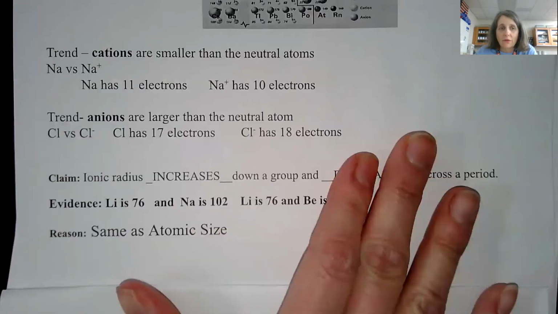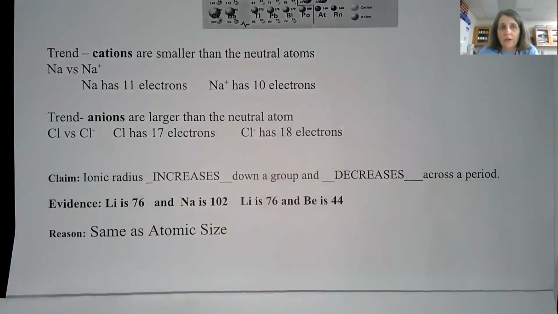So there's no need to memorize anything different. The only additional information you're going to have to keep track of is the cation is always going to be smaller than the neutral atom, and the anion is always going to be larger than the neutral atom.